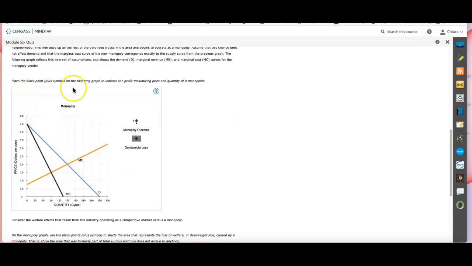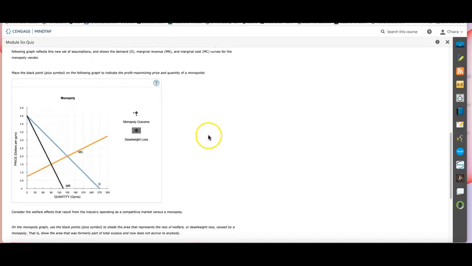Now place the black point on the following graph to indicate the profit maximizing price and quantity of a monopolist. So we know that the profit maximizing quantity is where marginal cost intersects marginal revenue. So it would be here, the quantity, but how much can the monopolist charge? It's going to charge the price on the demand curve that corresponds to that quantity. So at a quantity of 90 gyros, the price it can charge is $3.